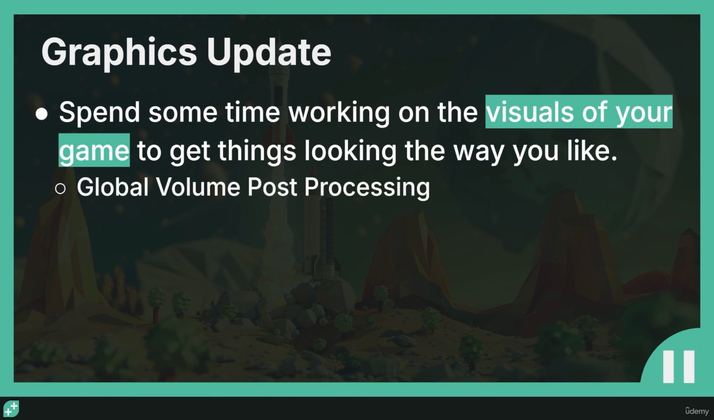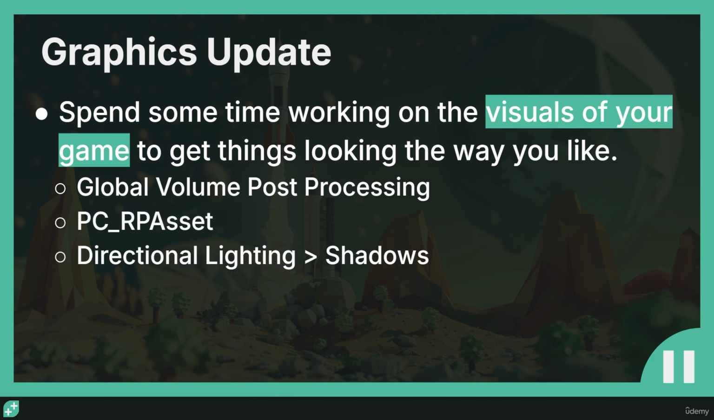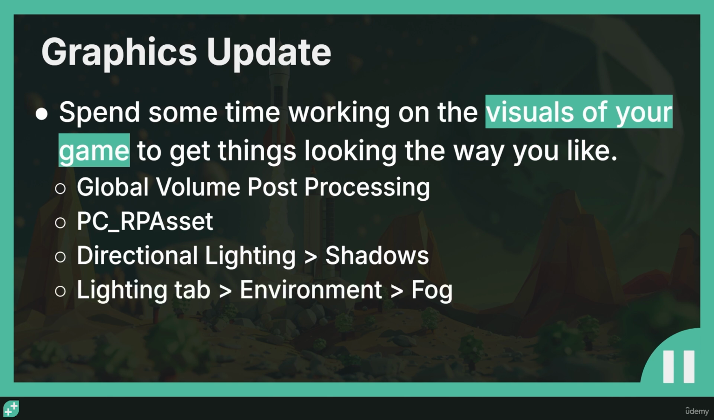You can go into the global volume post-processing and change some of those overrides. You can also modify the PC_RP asset. You can modify some of the shadow properties for your game by modifying the directional lighting shadows drop down. If you'd like to add some fog in the distance, you'll want to open up the lighting tab, go into the environment tab, and then toggle on fog.